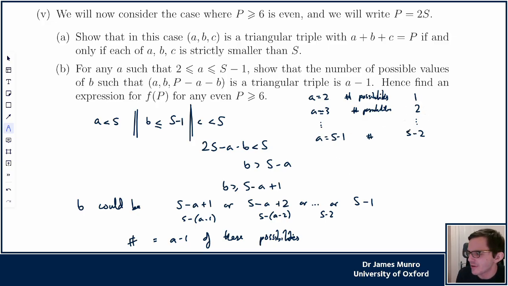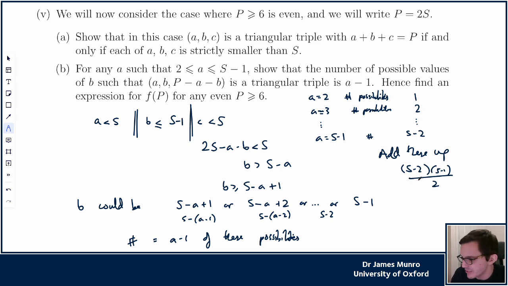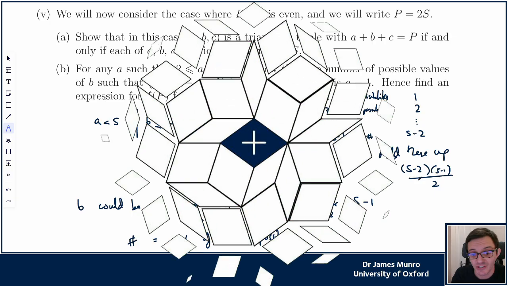This sum over here on the right hand side, I want to add all of these up. That's an arithmetic progression, 1, 2, 3, 4. It's the sum of the first integers up to s minus 2. I've seen this sum before. It works like this. You write down n times n plus 1 divided by 2. That's the triangle numbers. Here, that's s minus 2 for the last term. S minus 1 all over 2, which gives me some pretty neat formula for the number of triangular triples. Amazingly, f of p for even p bigger than or equal to 6.